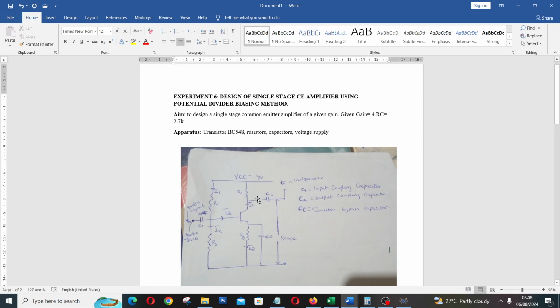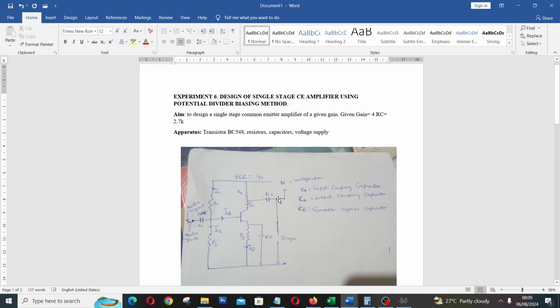But after the biasing, once the AC signal is applied, the effect of RE needs to be neutralized, and that is why we have put the CE, the emitter bypass capacitor. When the transistor is operating under AC influence, the capacitor behaves as a short circuit, and we know that when you place a short circuit across any resistor, the effective resistance becomes zero. That is exactly what the bypass capacitor does in that place.